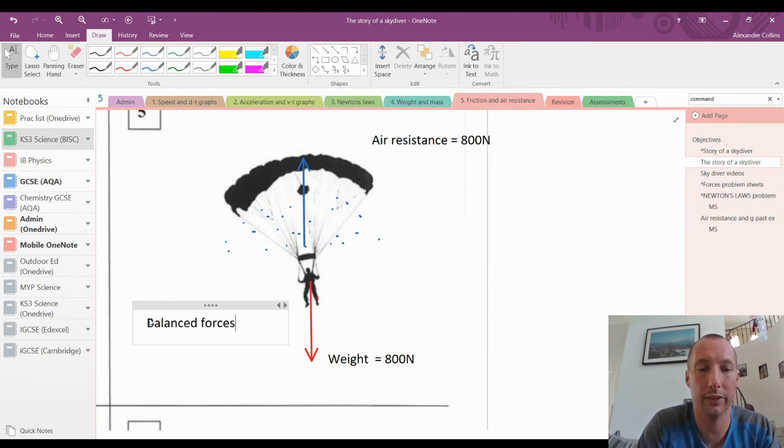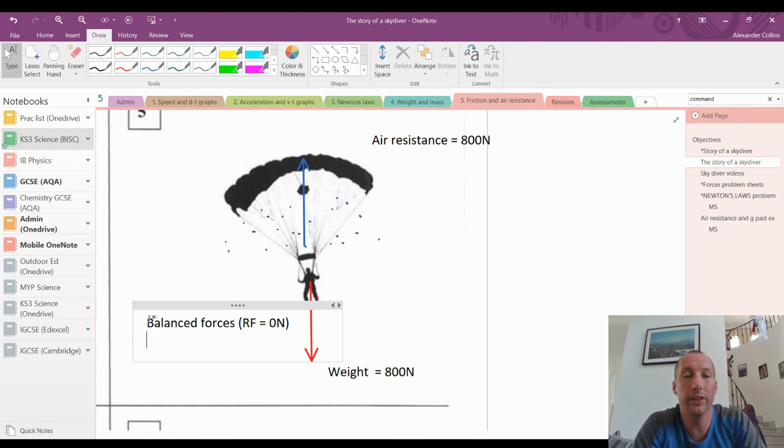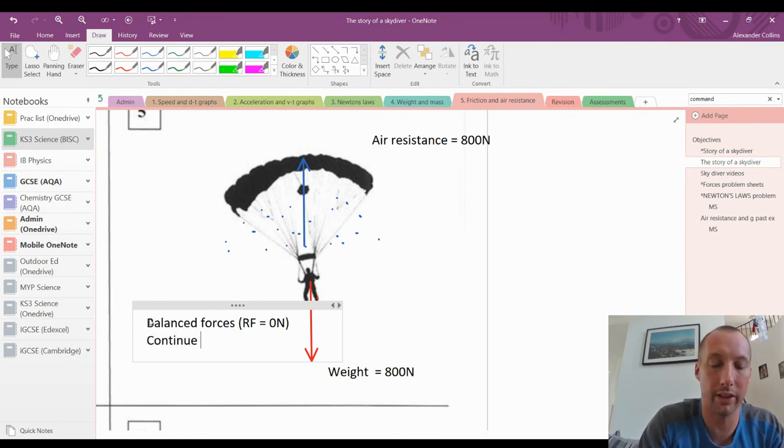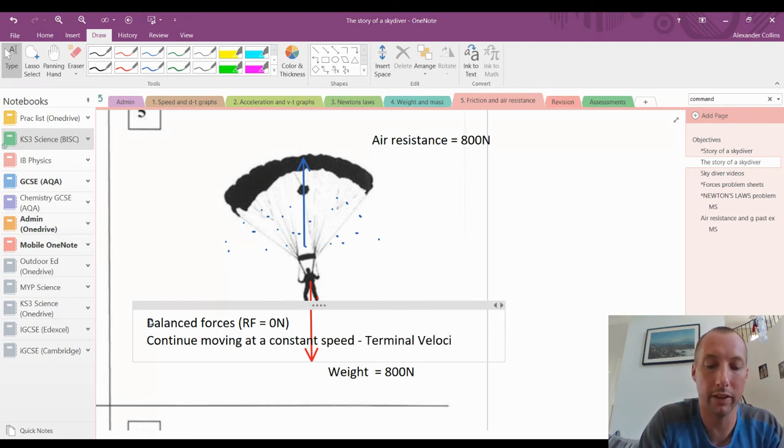Now these balanced forces are going to give us a resultant force of 0. Okay, the resultant force is going to be 0 because they completely balance each other. So what's that object going to do? Is it going to stay stationary in the middle of the air, or is it going to continue moving at a constant speed? It's going to continue moving at a constant speed because it was moving before the forces became balanced. And what are we going to call this constant speed? Well, just like last time, we're going to call it terminal velocity.